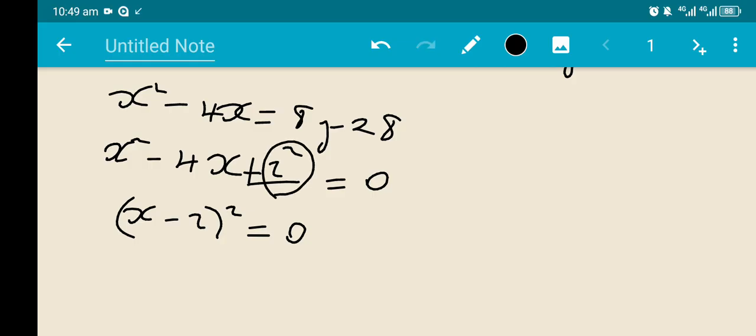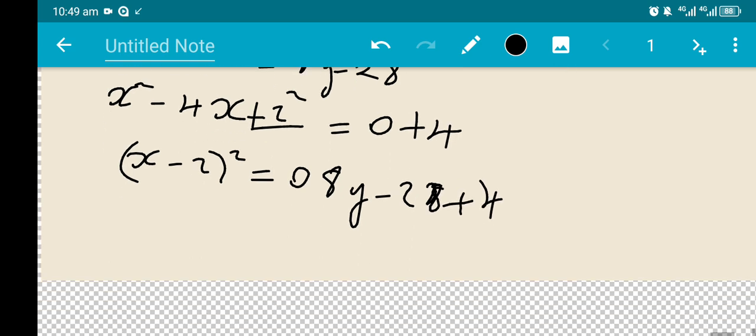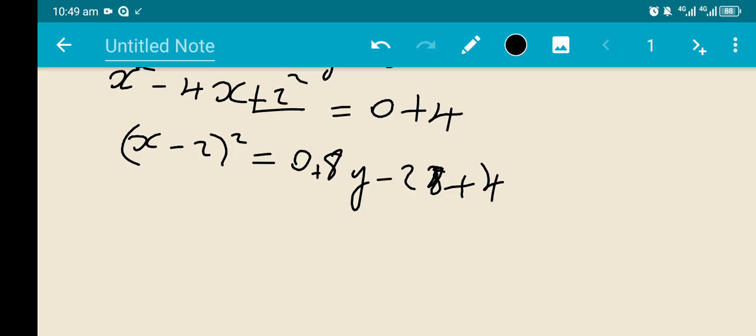We added a 2 squared. Okay, so that would be plus, what is 2 squared? That would be a 4. Whatever it is we do on the left, we do on the right as well. So this would be 8y minus 28 plus 4. Okay, that's an 8 there. Then there's a plus 0, which is just negligible.